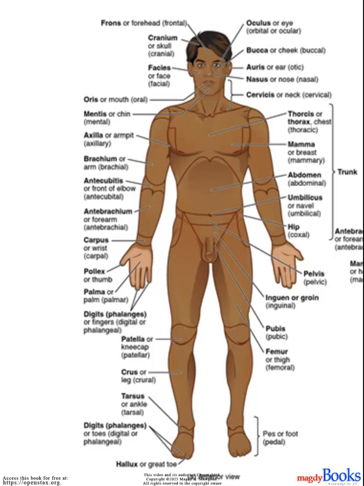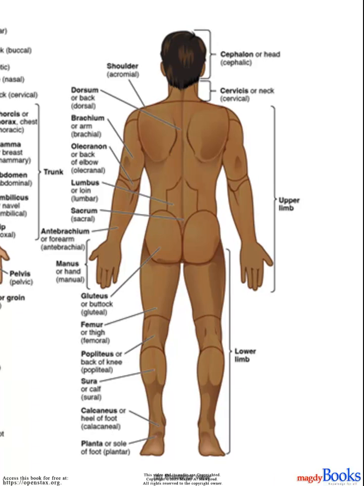Trunk. Thoraces or thorax, chest, thoracic. Mama or breast, mammary. Abdomen, abdominal. Umbilicus or navel, umbilical. Hip, coxal. Pelvis, pelvic. Inguin or groin, inguinal. Pubis, pubic. Femur or thigh, femoral. Pes or foot, pedal.